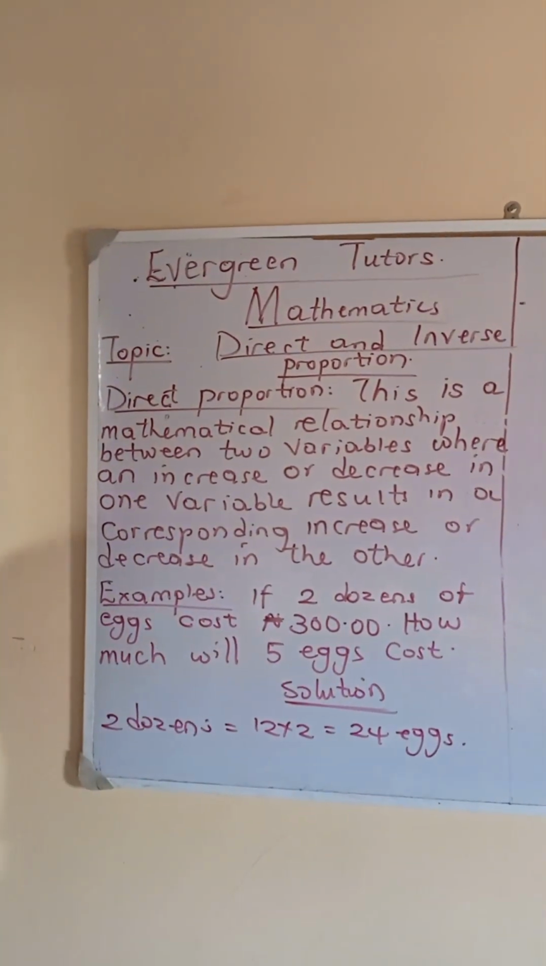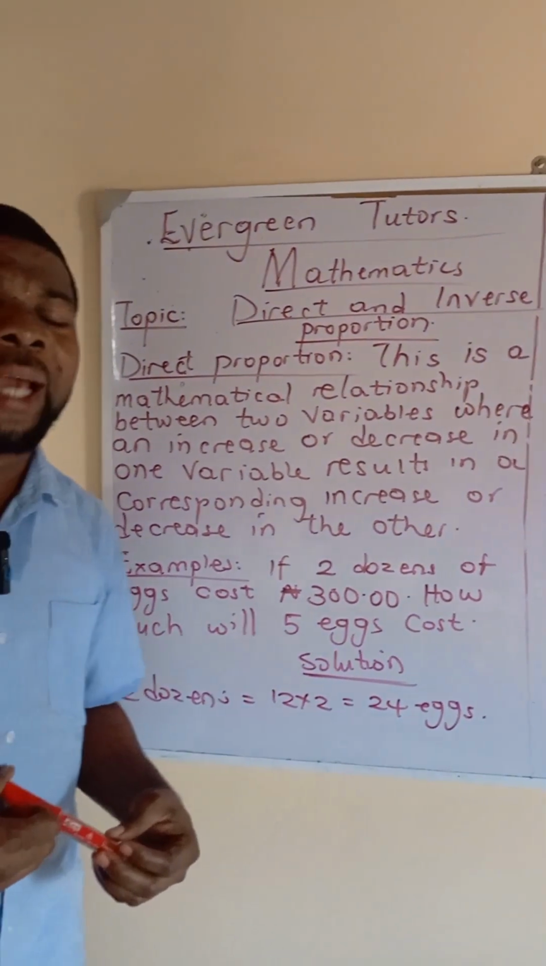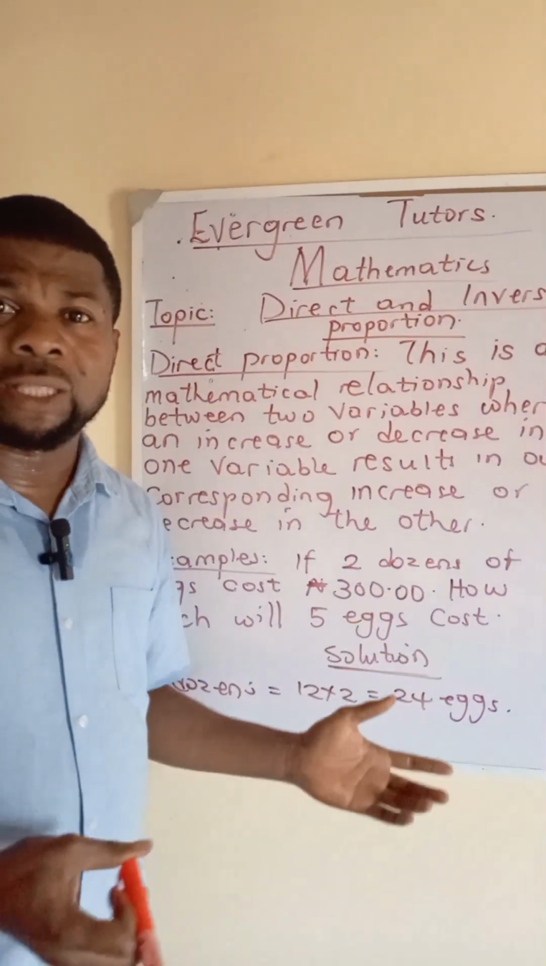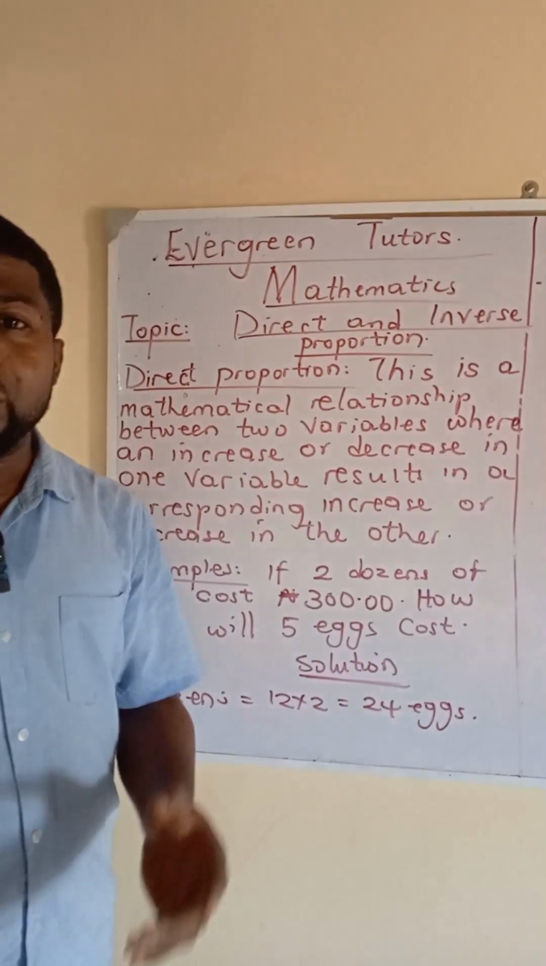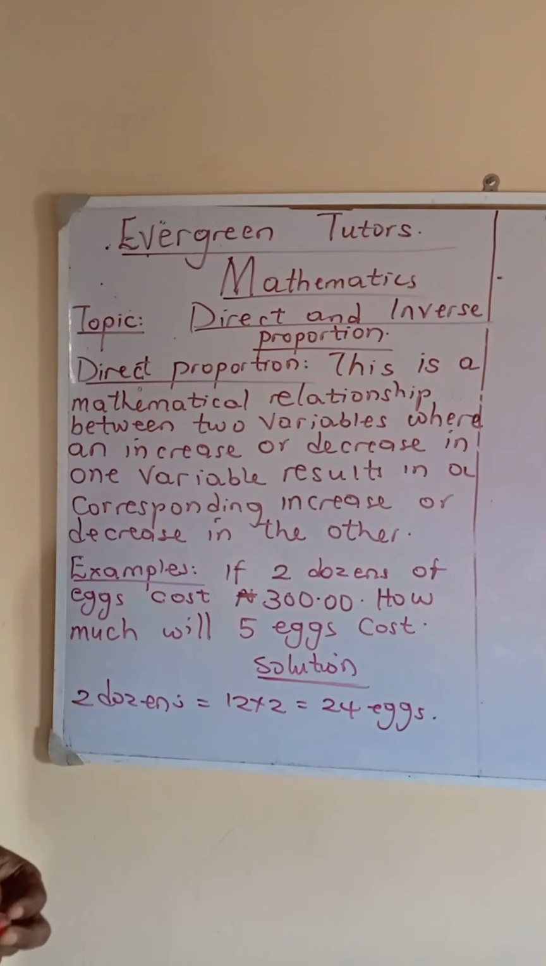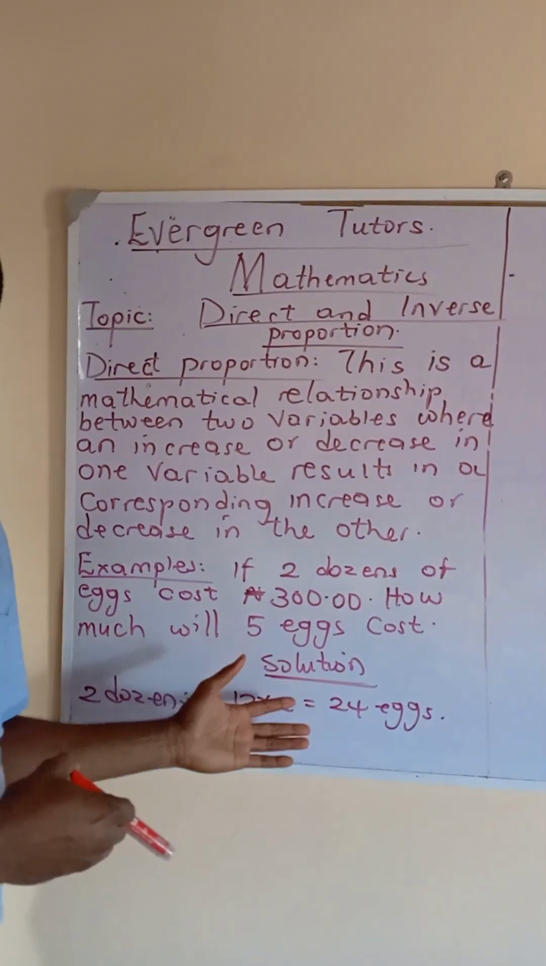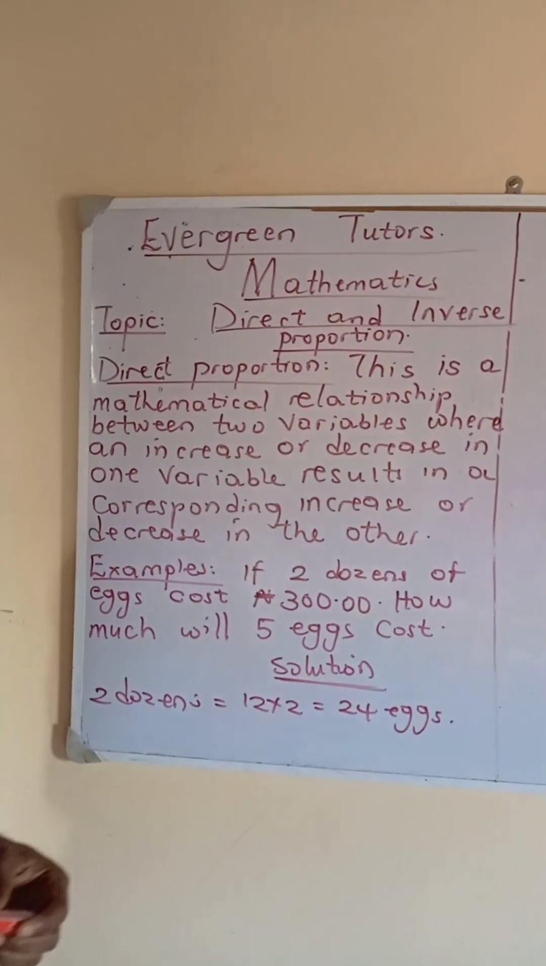Now let's look at the example. Before we look at the example, children need to know how to identify questions that are direct proportion and questions that are inverse proportion. And we are going to be looking at some examples in which children can be able to identify direct proportion questions and inverse proportion questions.